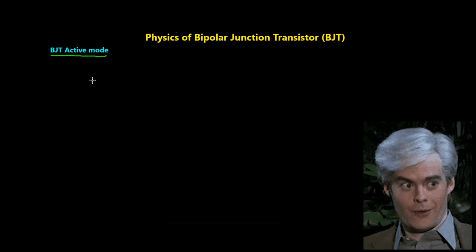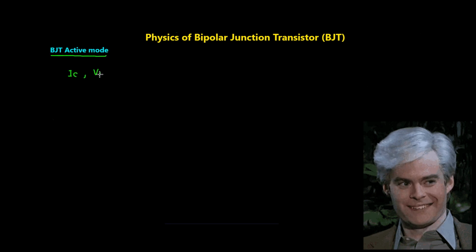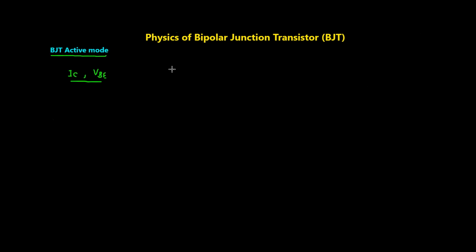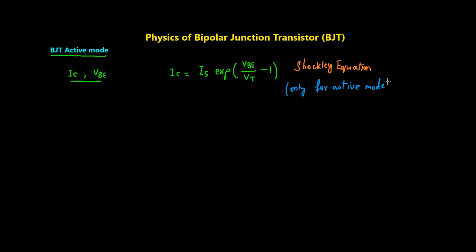Now there is an interesting story ahead. There is a very important equation which describes the relation between IC and VBE. The equation is, IC equals IS times exponential of VBE over VT, minus 1. This equation is called the Shockley equation, and it is the fundamental equation which is applicable only when the BJT operates in the active mode. This equation is not valid for other modes of the BJT.